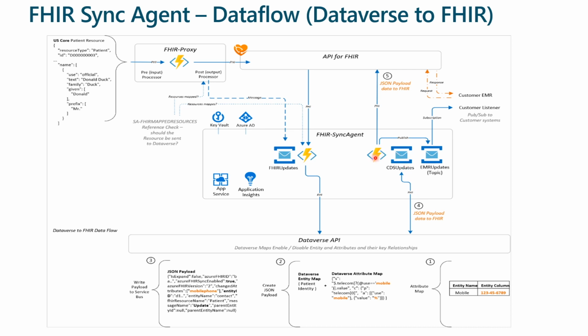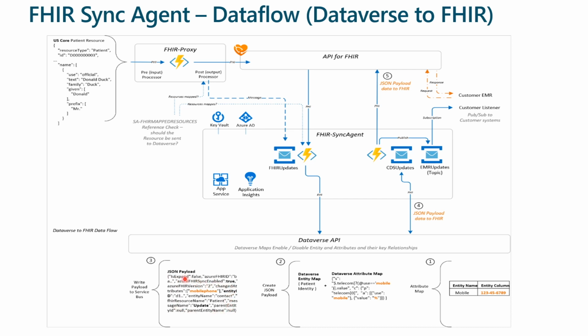And the sync agent, listening to the CDS update queue, would retrieve the needed values for that FHIR resource and post that to the Azure API for FHIR, thus completing the flow. In this example, on the patient record, the mobile number has changed. Based on the mapping defined on the entity and the attribute map, that gets converted into a JSON payload.